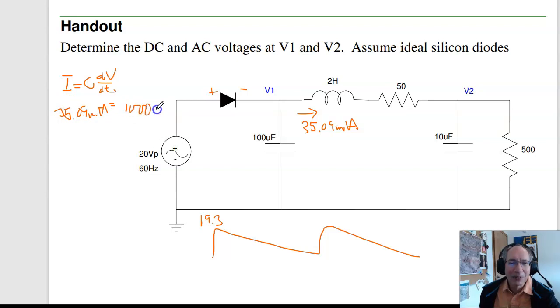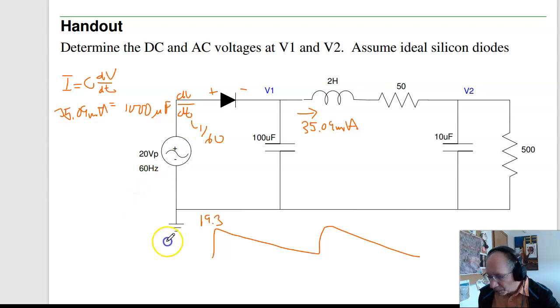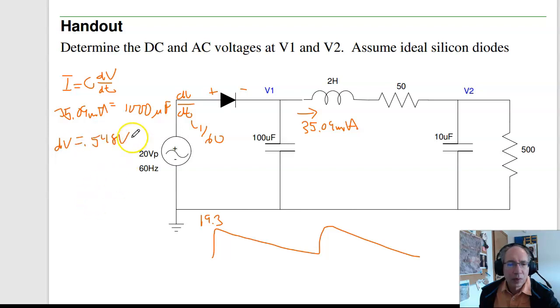Sorry about my handwriting here. It's hard to write with the mouse. It's 1,000 microfarads times dV, and this is a half-wave rectifier. dt is 1/60th of a second. So solving, divide by 1,000 microfarads. Divide by 60th of a second gives you 0.548. That's the AC voltage at V1.